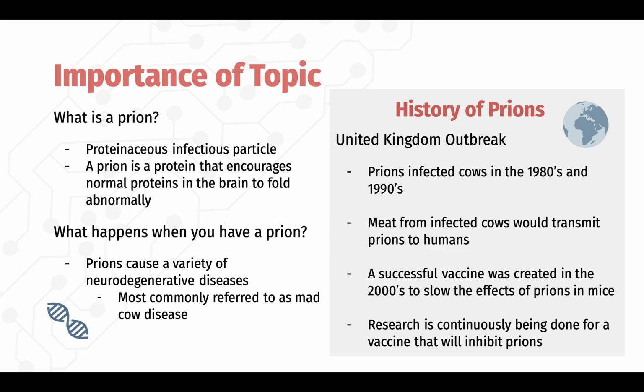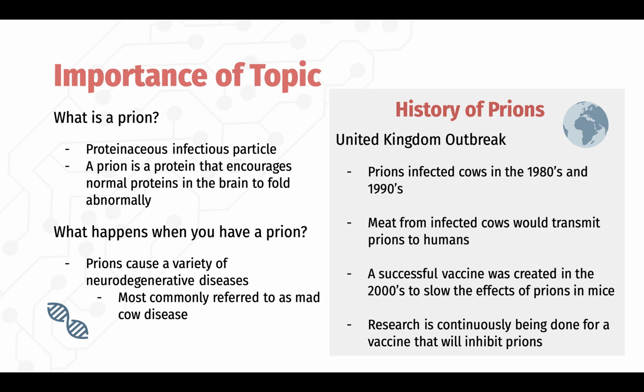It's a proteinaceous infectious particle, and a prion is a protein that encourages normal proteins in the brain to fold abnormally. And what happens when you have a prion? Prions cause a variety of neurodegenerative diseases, and it's most commonly referred to as mad cow disease.